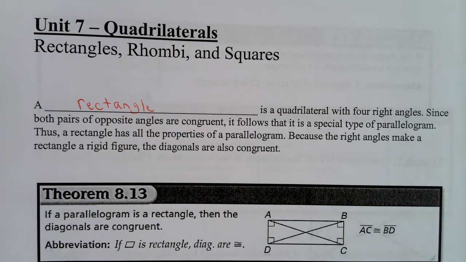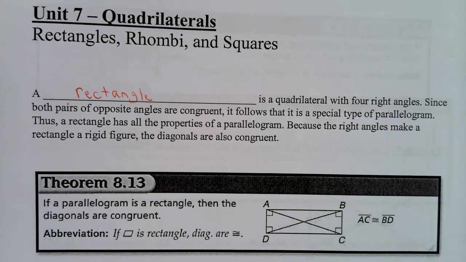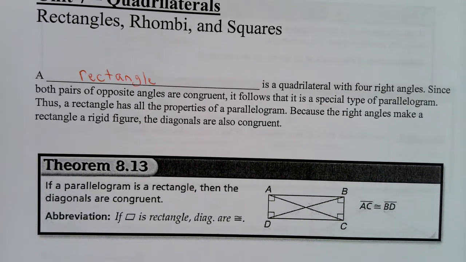Since both pairs of opposite angles are congruent, it follows that it is a special type of parallelogram. Thus, a rectangle has all the properties of a parallelogram. Because the right angles make a rectangle a rigid figure, the diagonals are also congruent. So that's new. The diagonals are congruent. So that's the first theorem for today. If a parallelogram is a rectangle, then the diagonals are congruent.